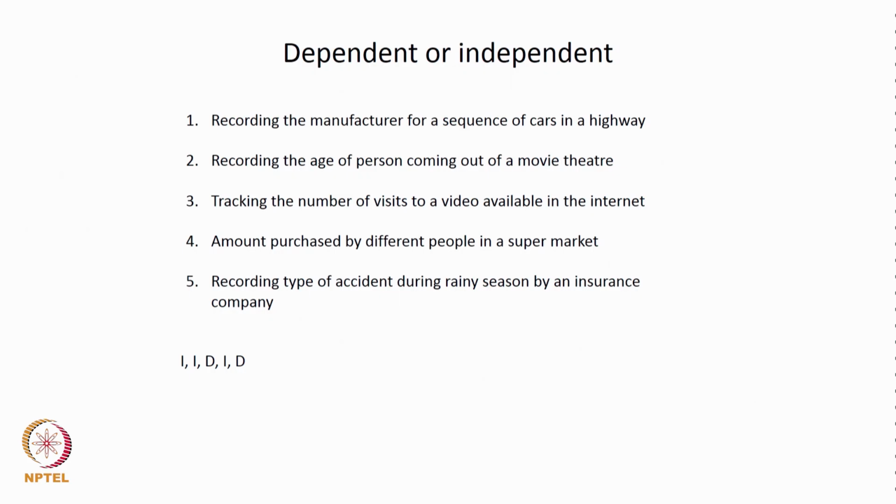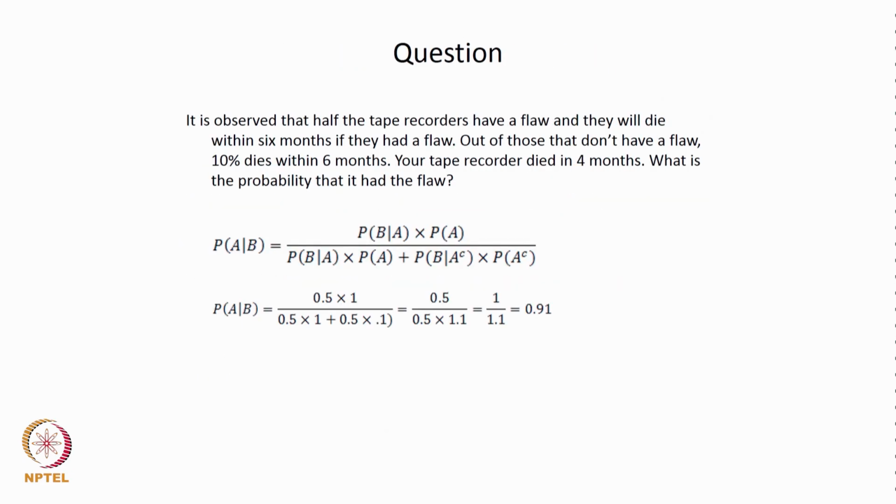Recording the type of accident during rainy season by an insurance company. The moment there is a rainy season, you could have more accidents that come out of skidding, and other rain related things. So, there is a dependence in the whole process. So, let us look at a few more questions.